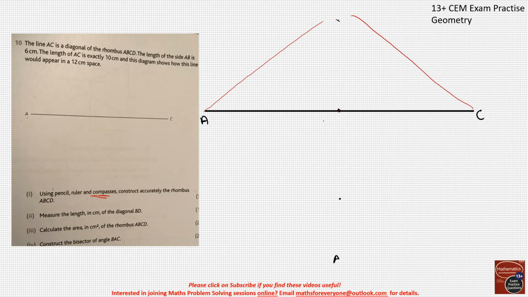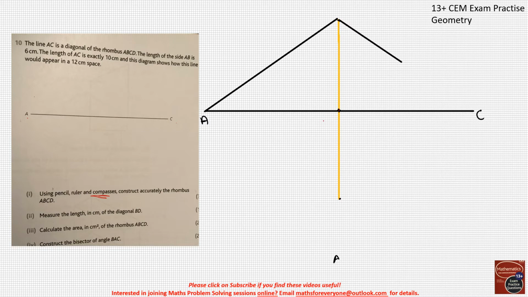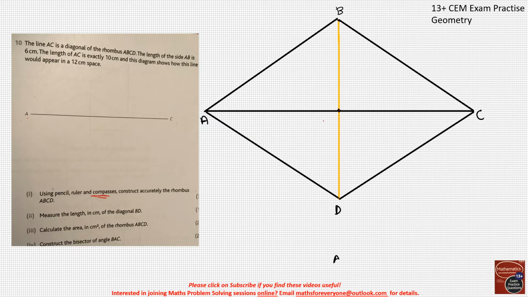So you will see what I've done. Then I joined these points, and that's what you get. So this becomes your rhombus. We have drawn the rhombus ABCD, and I think it is a fairly accurate rhombus with AC as 10 centimeters.